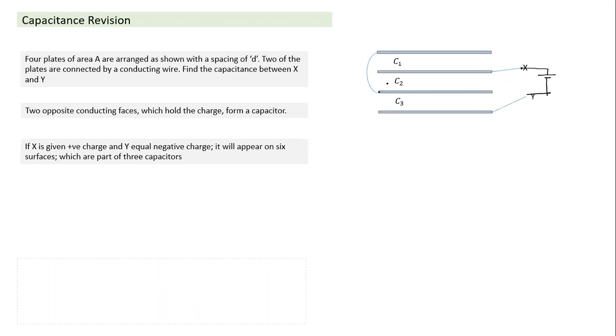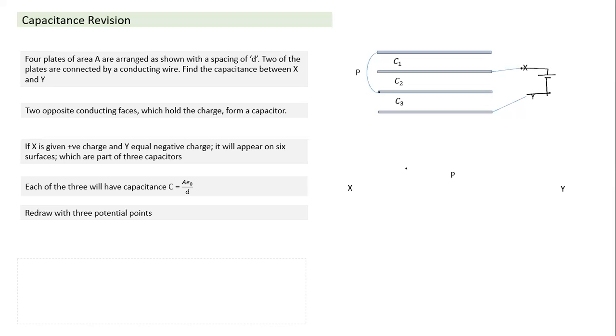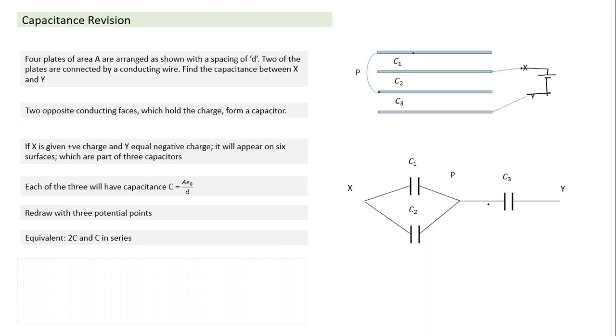So again, we redraw the circuit. Each one is A epsilon naught by d. We redraw this potential point. How do we redraw this point here? We call this point potential P. C1 is connected across potential P and point X. So I can draw capacitance C1 between X and P. Similarly, C2 is also connected between X and P. I draw C2 also. And the last one, C3, is connected between P and Y. And this is C3.